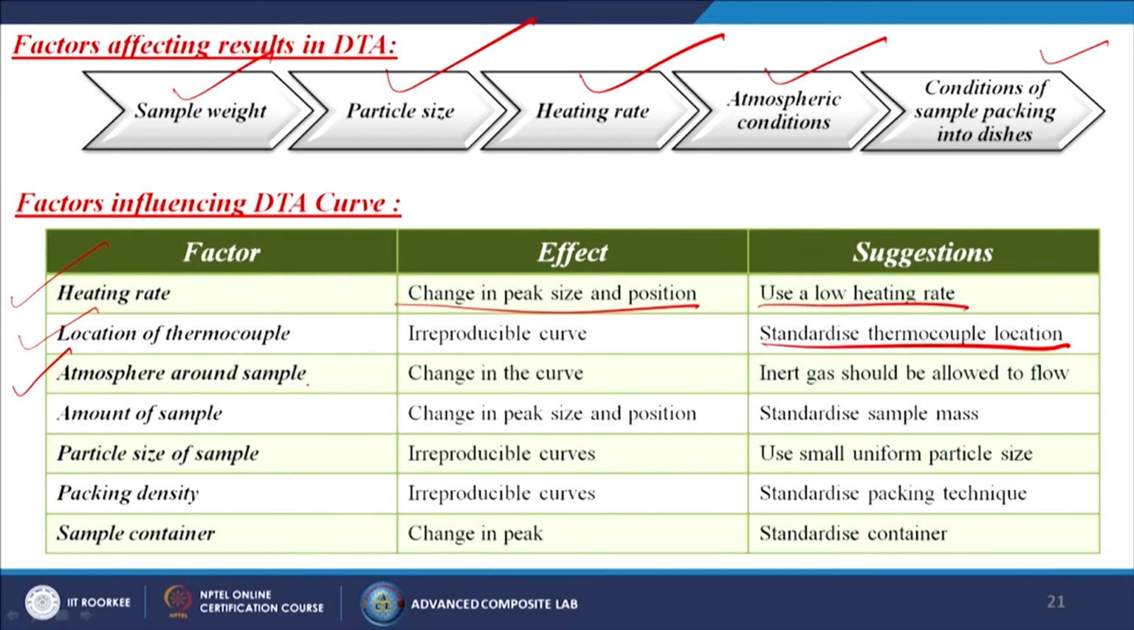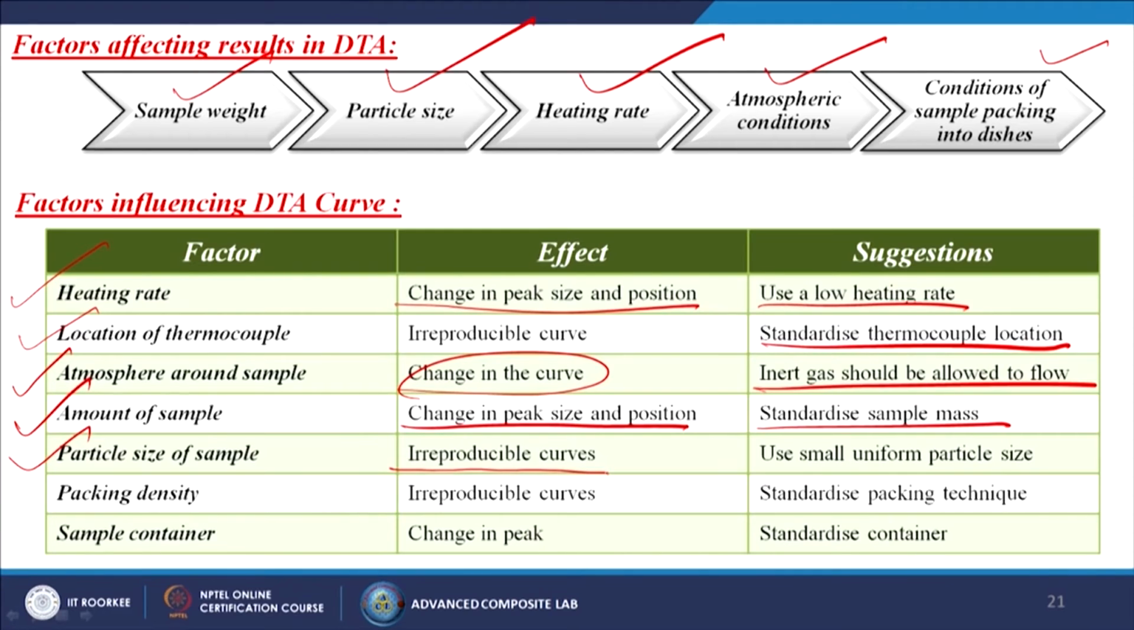Atmosphere around sample, change in the curve, inert gas should be allowed to flow. Amount of sample, change in peak size and positions, standardized sample mass. Particle size of sample, irreproducible curves, use small uniform particle size. Packing density, irreproducible curves, standardized packing techniques, and the sample container, change in peak, standardized container.